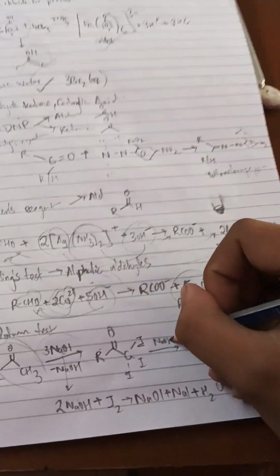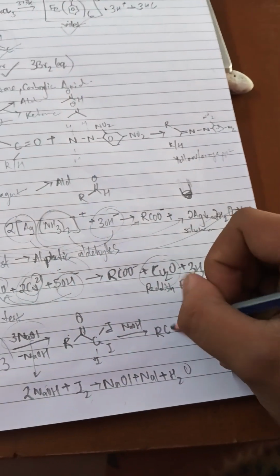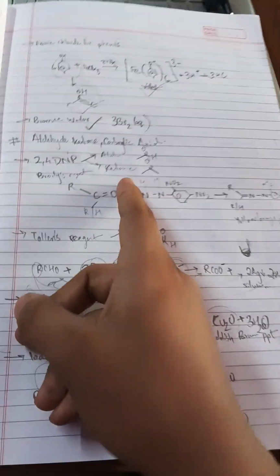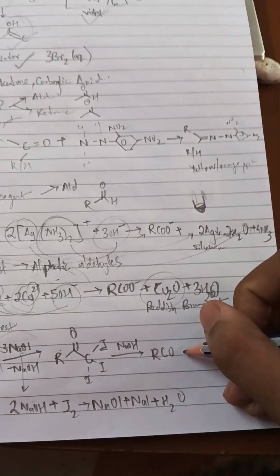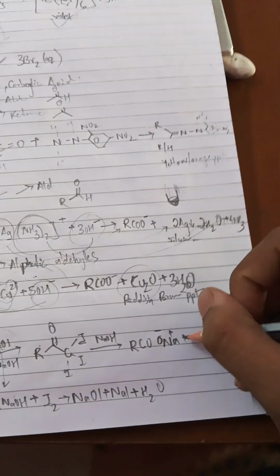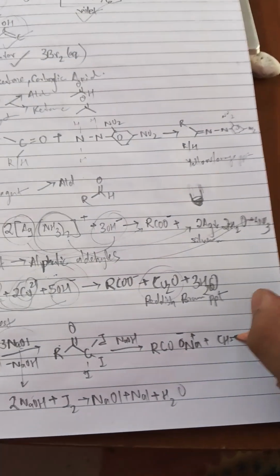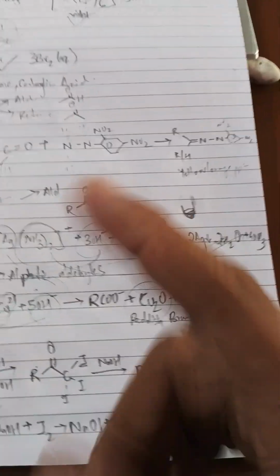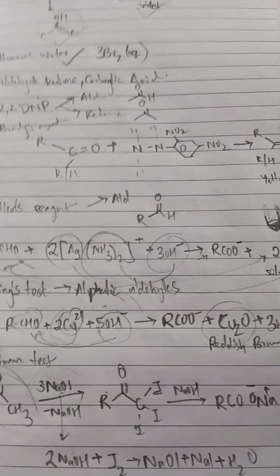Then again you flow through NaOH, and then you get what? Tell me, what does NaOH give? Have you studied the aldehyde ketone chapter? The reaction with the metals. Did you study that? Did you study the chapter? It gives, let me tell you, the sodium salt plus CHI3. The iodoform, the yellow precipitate I talked about. Remember that? The yellow precipitate. Yes, it is the yellow precipitate I was talking about.